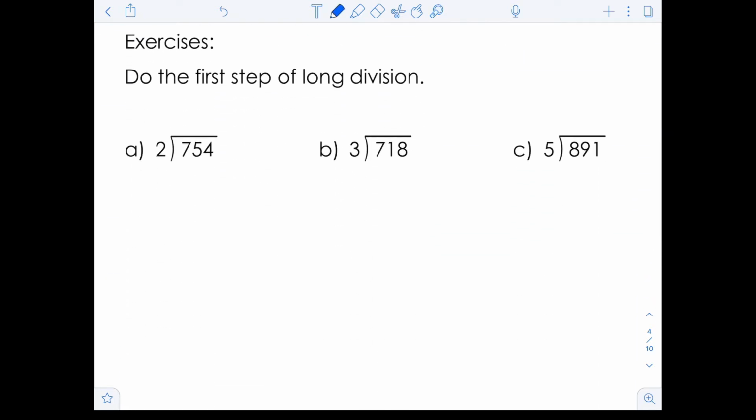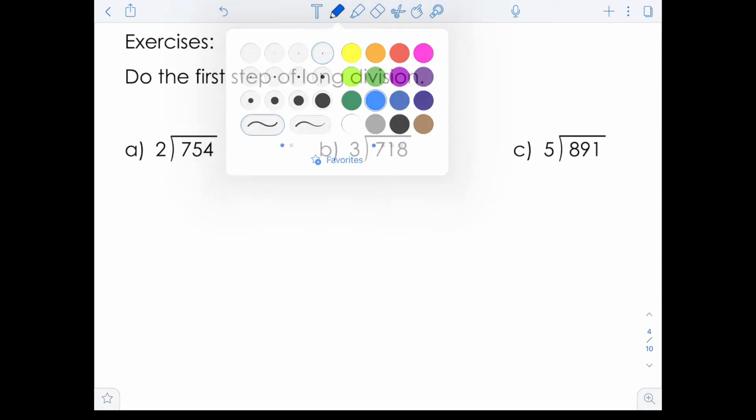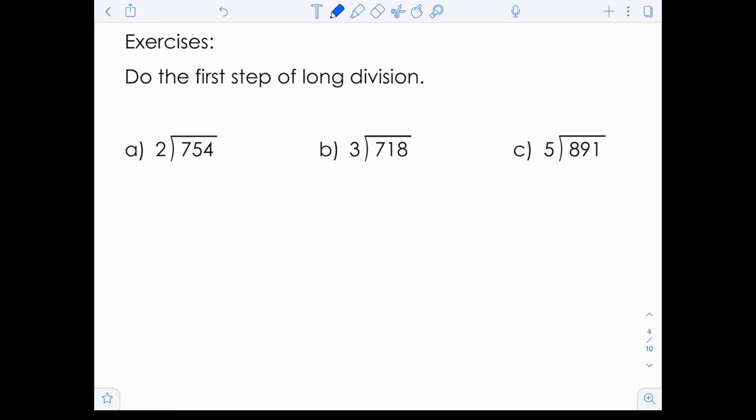So let's do the first step of long division. So we are ignoring the digits here at the back. We're only using the first digit, the hundreds digit. So 7 divided by 2 is 3. 2 times 3 is 6. 7 minus 6 is 1. Okay, you can try the other 2. Come back when you're ready.